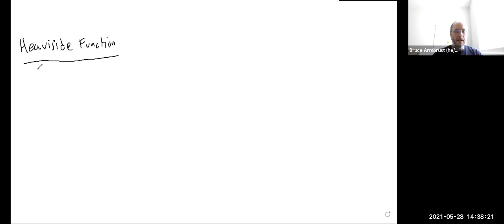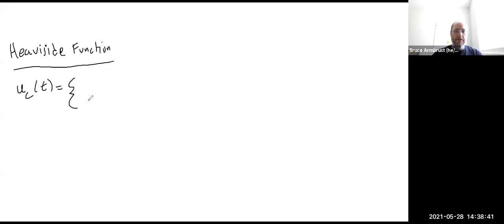Now the Heaviside function is going to be written like this. So it's u sub c. When you see the u sub c, that's going to tell you this is Heaviside. The way the Heaviside works is it is a piecewise defined function that's either 0 or 1. It's 0 when t is less than c, and it's 1 when t is greater than or equal to c.